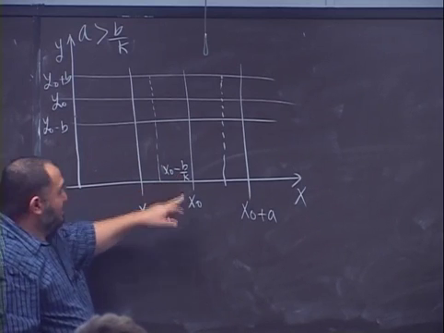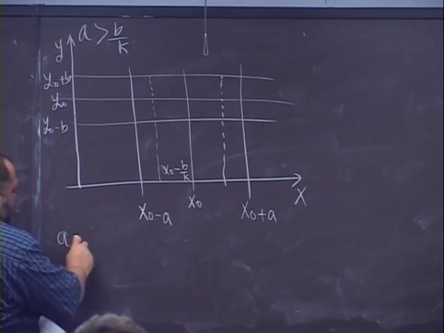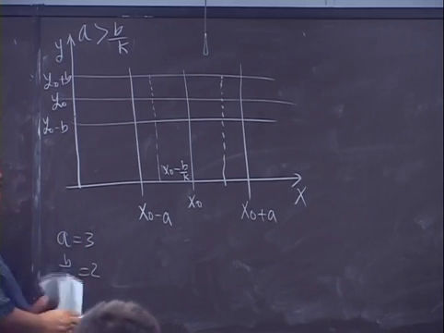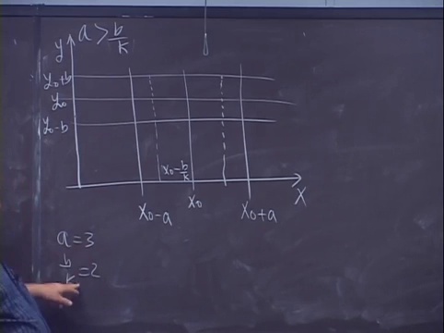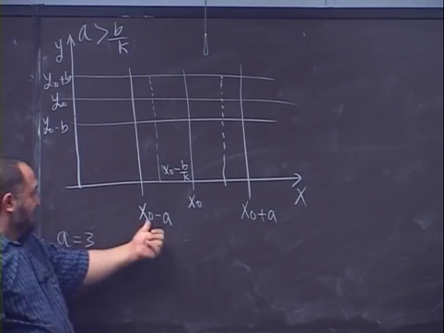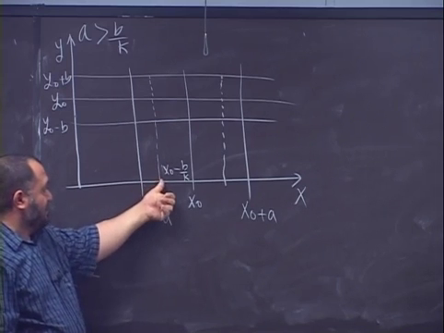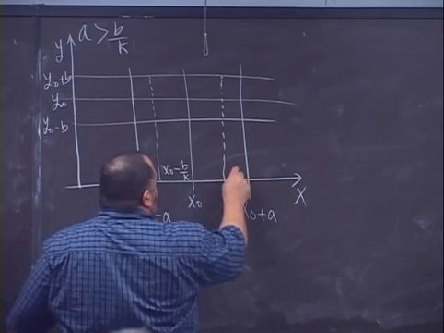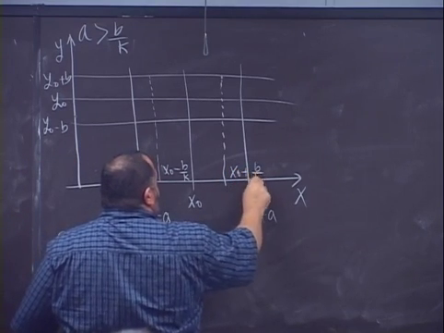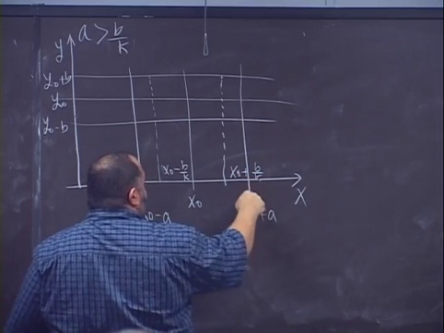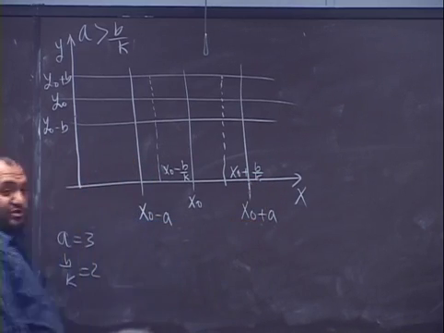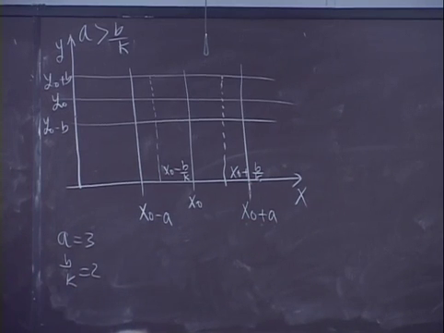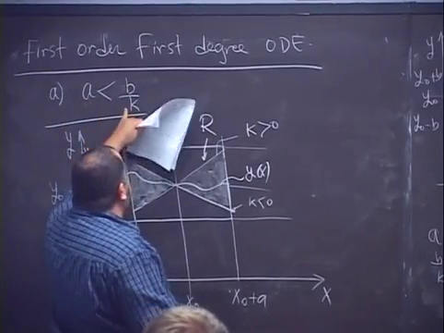Let's assume that a is equal to 3 and b over k is equal to 2. Okay, guys? A is greater than b over k, 3 and 2. So x naught minus 3 will be this point, x naught minus 2 will be this point, and this point will be x naught plus b over k, which is x naught plus 2, and this point will be x naught plus 3. Did you get it?